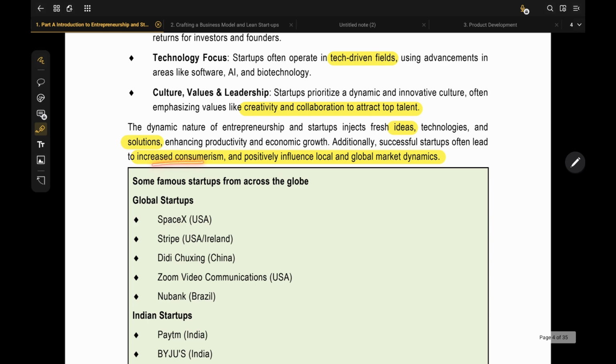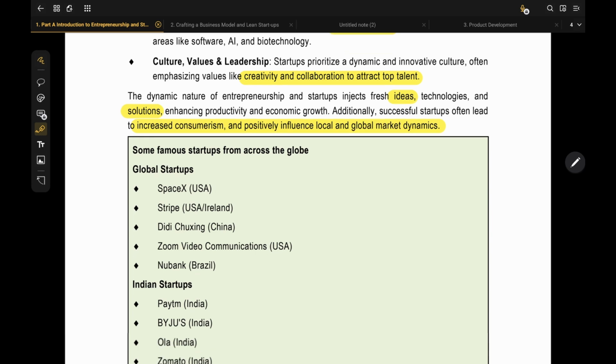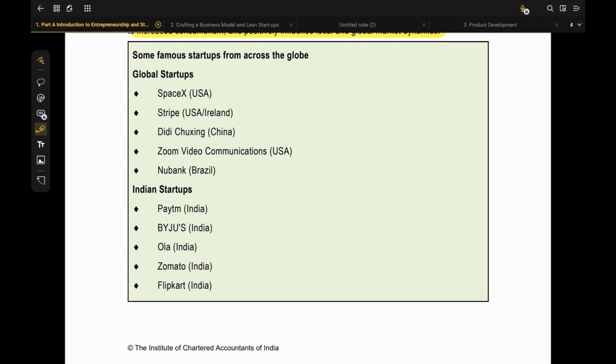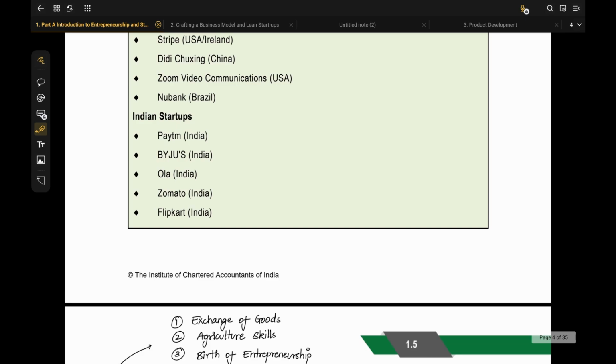Increased consumerism. It will promote the people to do more consumption. Positively influence the local and global market dynamics. It will influence the market in a positive manner. These are some of the startups in India and at global level.